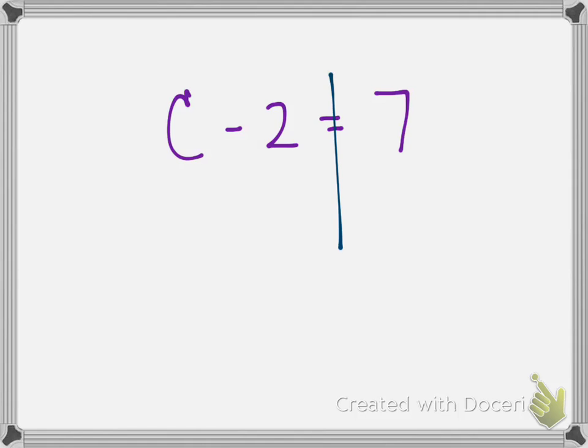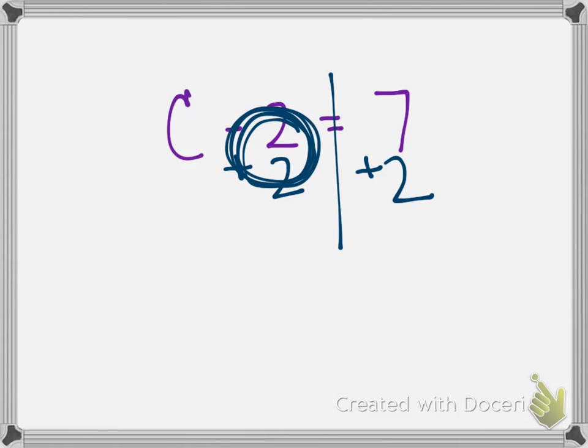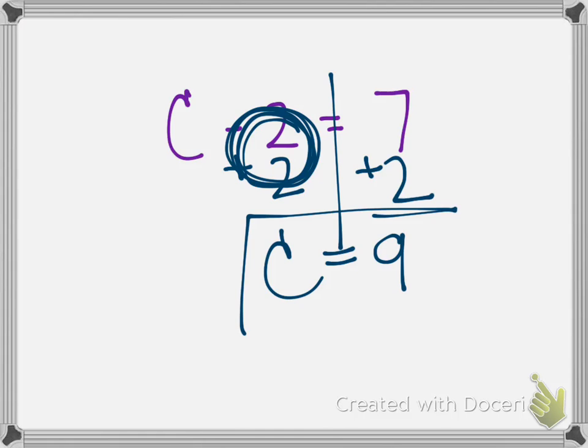Here's our street. Again, 2 negatives, or we're down 2. We need to go up 2, both sides. Whatever you do to one side, you got to do the other. 2 negatives, 2 positives gives us 0. So I saved everyone. Yay. And our C is 7 plus 2 is 9. So C is 9.